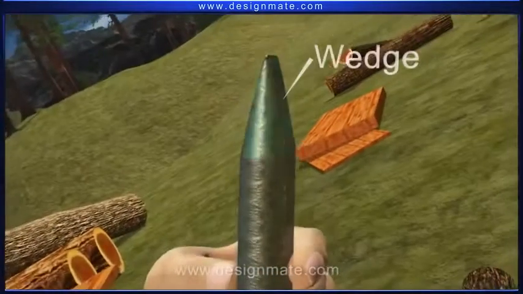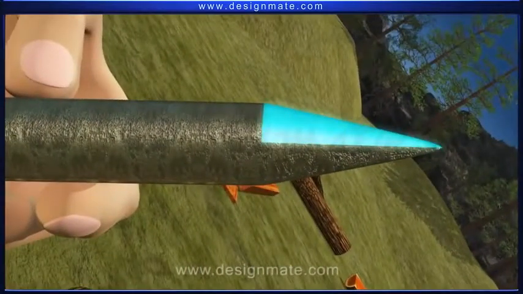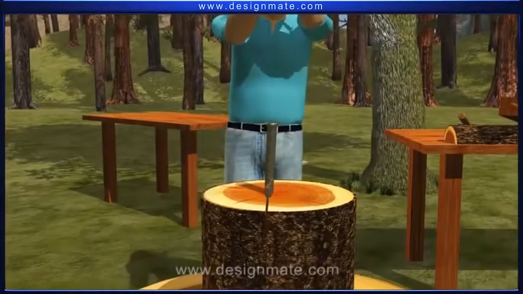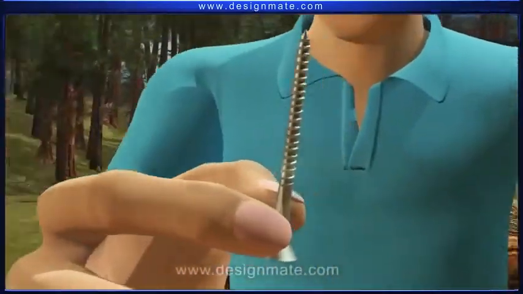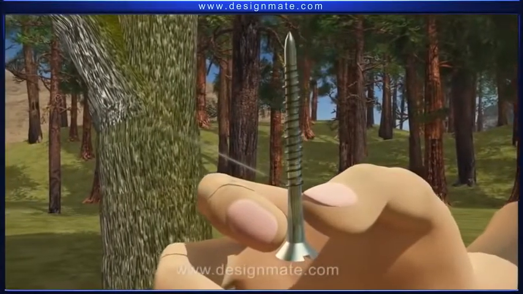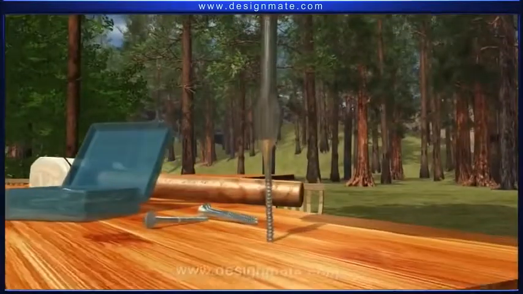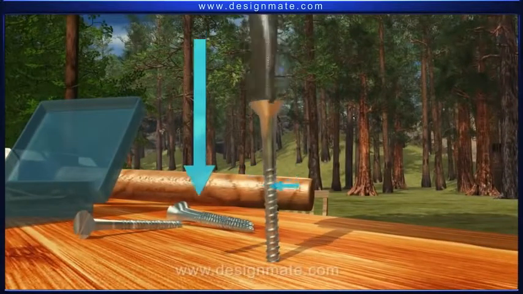Summary. Wedge is a simple machine. It is a type of inclined plane. Wedges can be used to split things apart. Screw is another simple machine. The screw is also a type of inclined plane. A screw turns a small rotational force into a larger forward driving force.